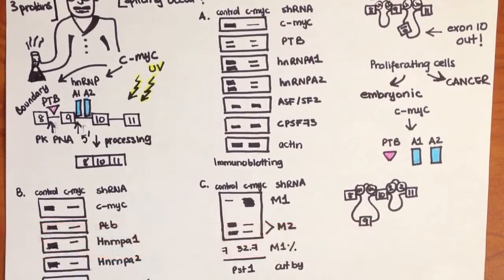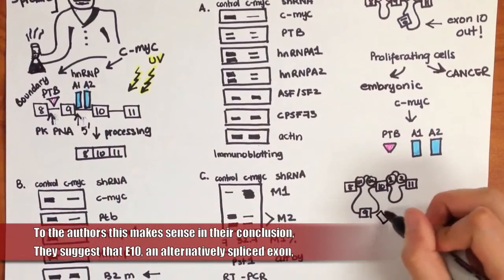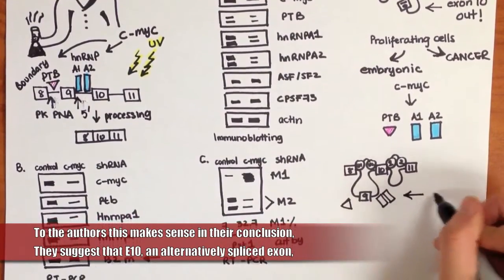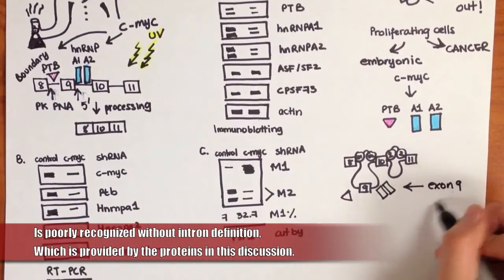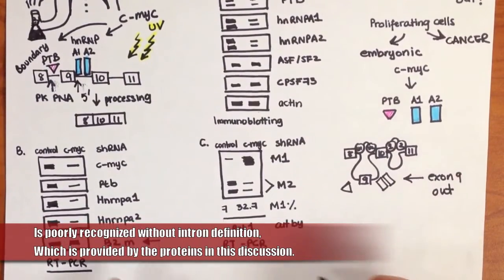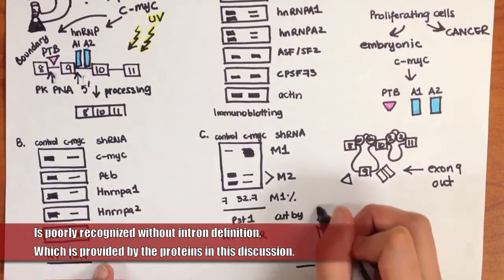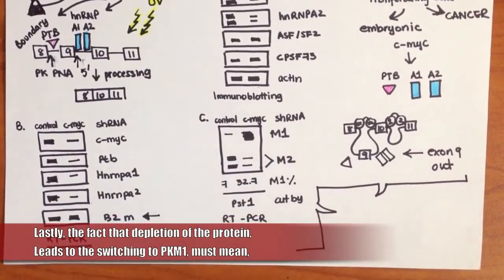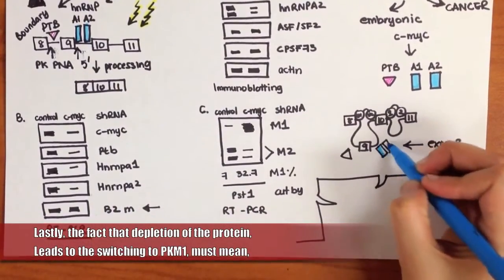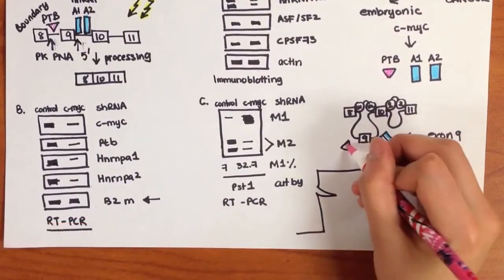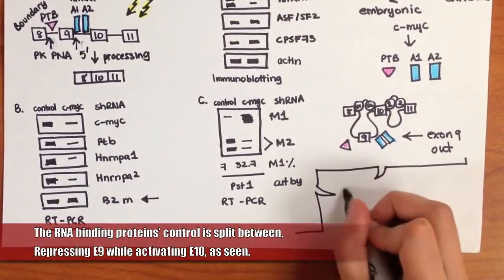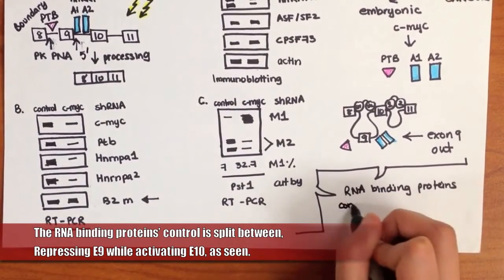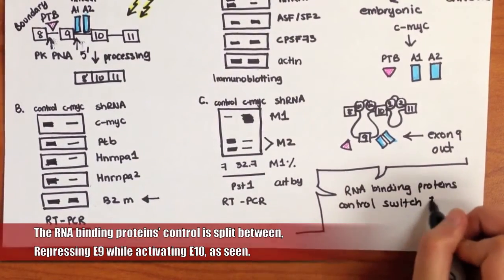How ironic. To the authors, this makes sense in their conclusion. They suggest that E10, an alternatively spliced exon, is poorly recognized without intron definition, which is provided by the proteins in this discussion. Lastly, the fact that depletion of the proteins leads to the switching to PKM1 must mean the RNA binding proteins' control is split between repressing E9 while activating E10, as seen.